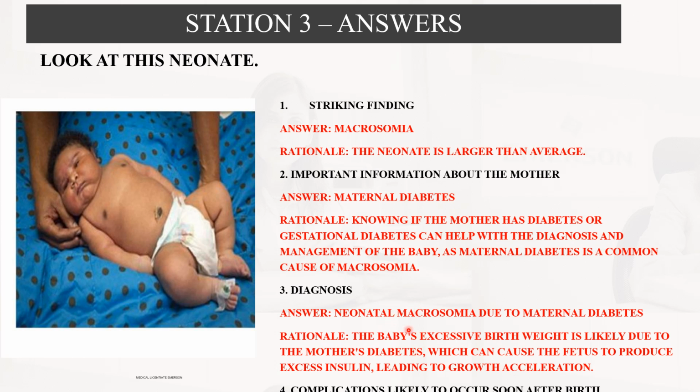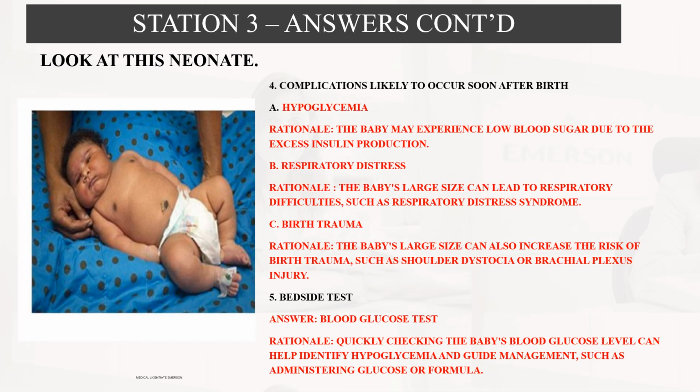The rationale for this is that the baby's excessive birth weight is likely due to the mother's diabetes, which can cause the fetus to produce excess insulin, leading to growth acceleration. So that's what you need to understand. So let's go to question 4.